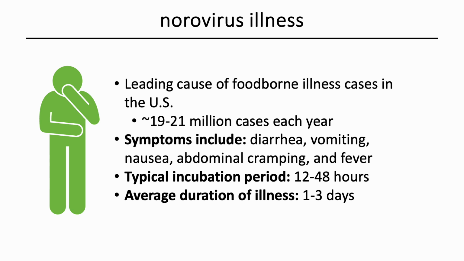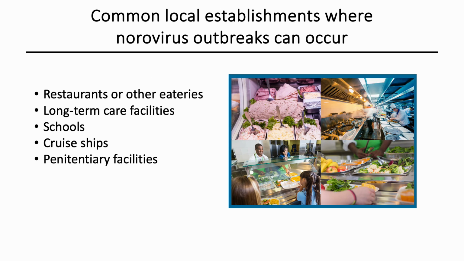Given these characteristics of norovirus, it is not surprising that this pathogen represents the leading cause of foodborne illness in the U.S., with 19 to 21 million cases occurring each year. Common symptoms of norovirus illness include diarrhea, vomiting, nausea, abdominal cramping, and fever. Generally, norovirus has a short incubation period ranging from 12 to 48 hours. This illness is typically self-limiting, with symptoms typically lasting between 1 to 3 days. Common local establishments where norovirus outbreaks can occur include restaurants and other eateries, long-term care facilities, schools, cruise ships, and penitentiary facilities.